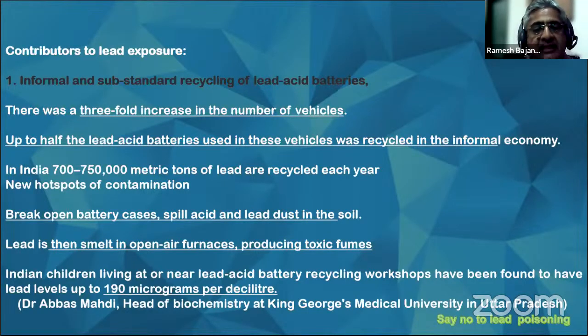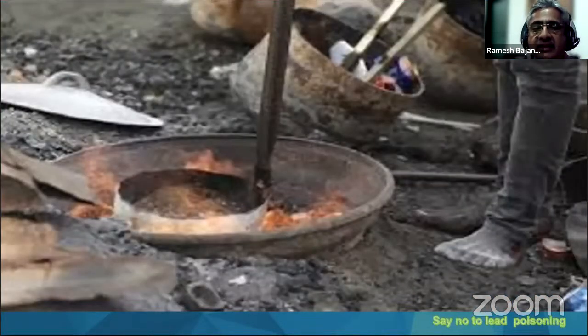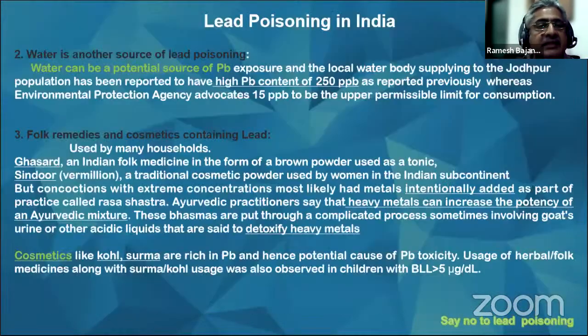They break open battery cases, spill acid and lead dust on the soil, and then the lead is smelted in open air furnaces. According to a study by Dr. Abbas Mehdi, the children living near this area showed up to 190 micrograms per deciliter. This is a typical smelting scene.